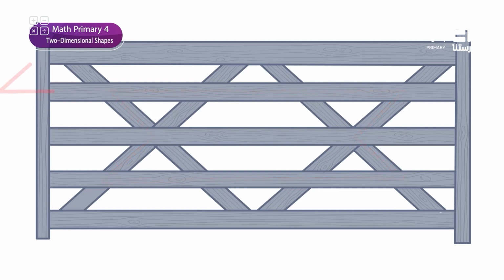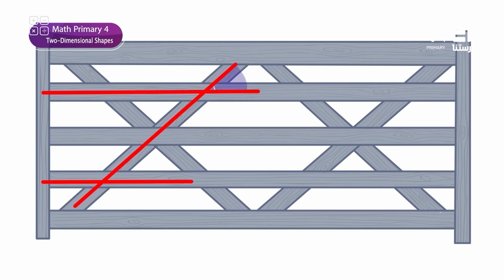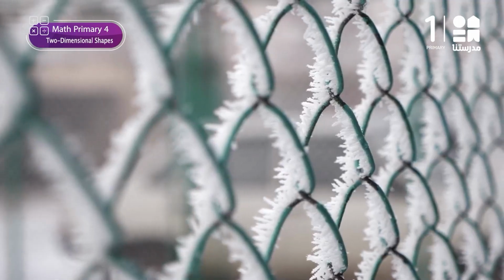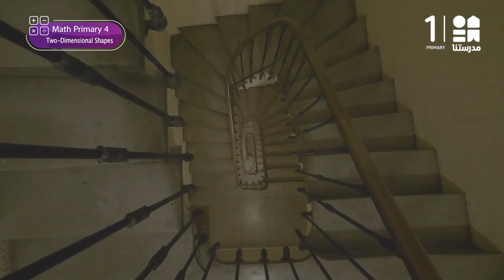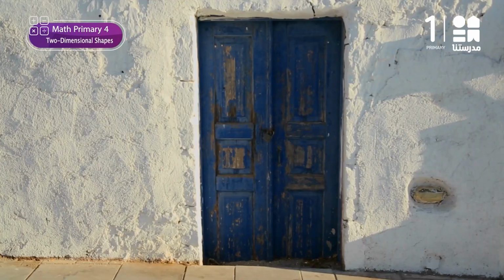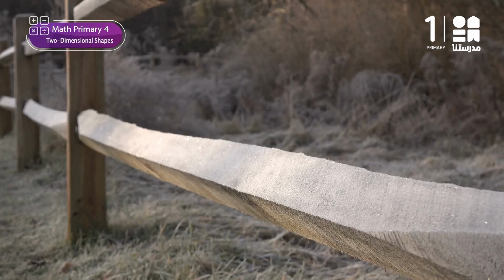Here are two parallel lines and one diagonal, using my gate as a guide. Here are the angles that are the same size. Isn't that clever? Have a look at gates, fences, railings, and doors where you live. Can you find some of these mathematical properties hidden within their structure too?